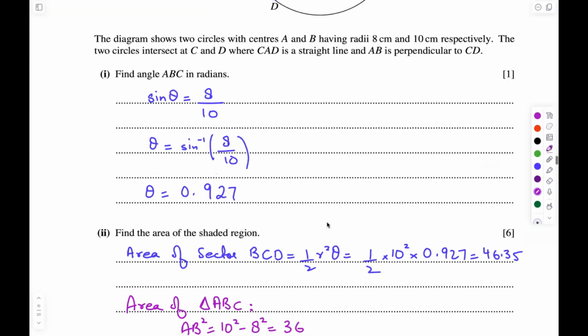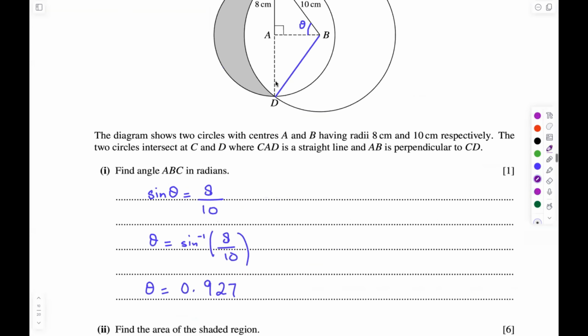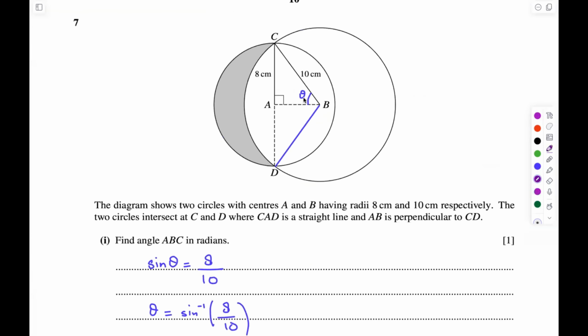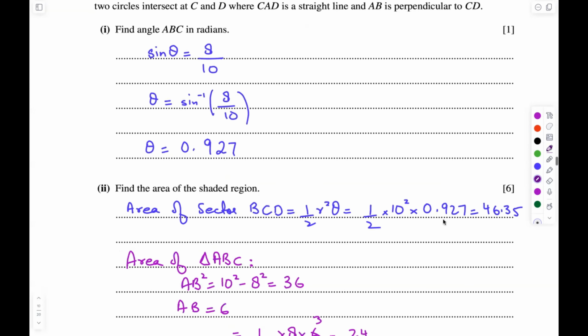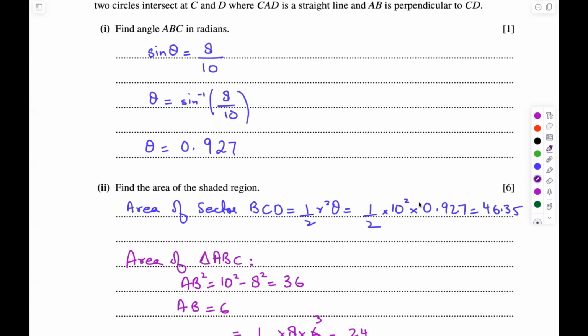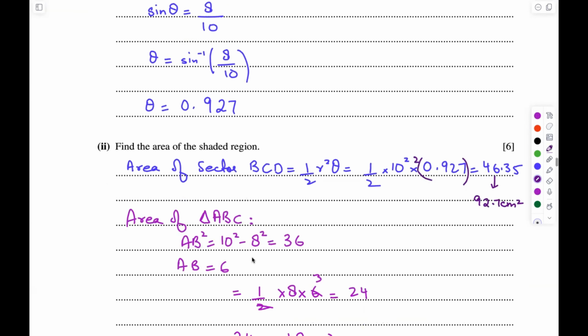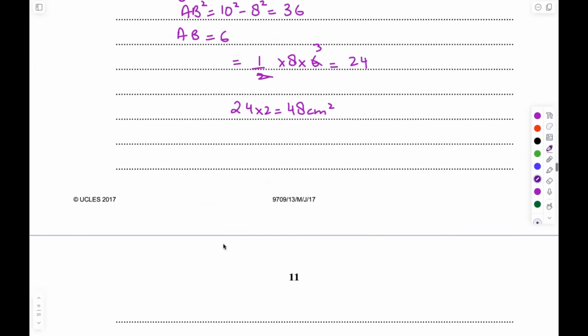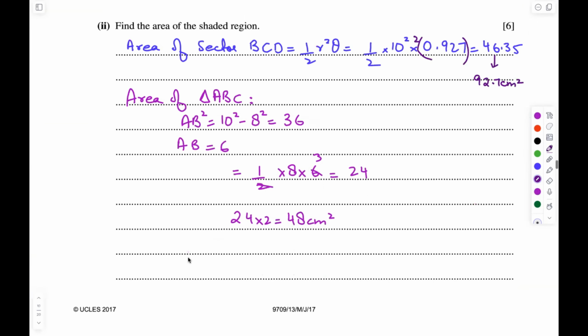And there's just one small correction over here. As we were finding the area of the sector, this angle was 0.927. So this angle will also be 0.927. So this area will be 2 times the sector area. So this answer will be 46.35 times 2. So the final answer will become 92.7 centimeters squared.